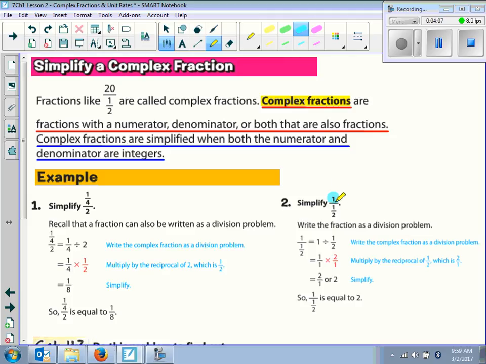Same thing with example 2. This is the numerator, and this is the denominator, okay? So we've got 1 divided by 1/2. And again, 1 divided by 1/2, we multiply by the reciprocal, and we end up with 2.